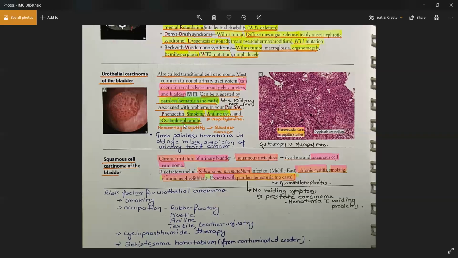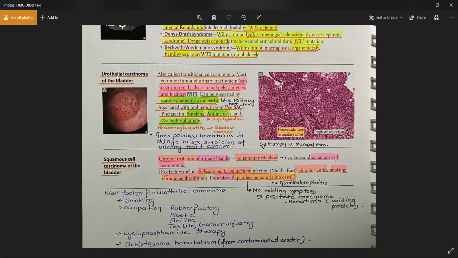And one more bug, which is the Schistosoma haematobium. Remember the Schistosoma haematobium? It can also cause cancer of the urothelium. So if the patient has a history of any traveling, or a patient with immigrant status, think about the infection with Schistosoma haematobium that is causing the cancer.